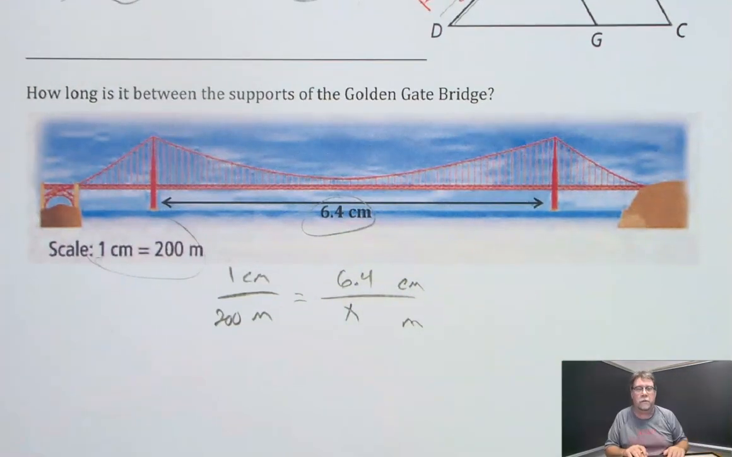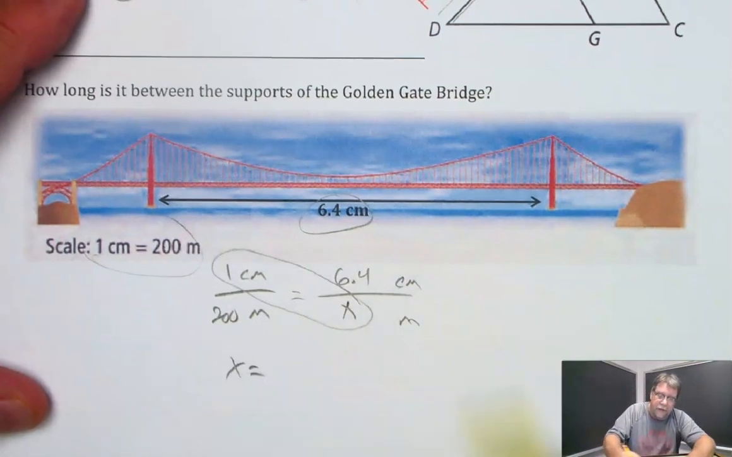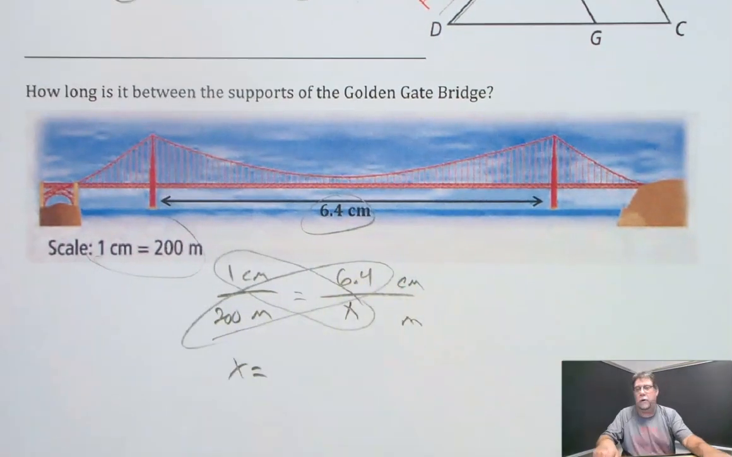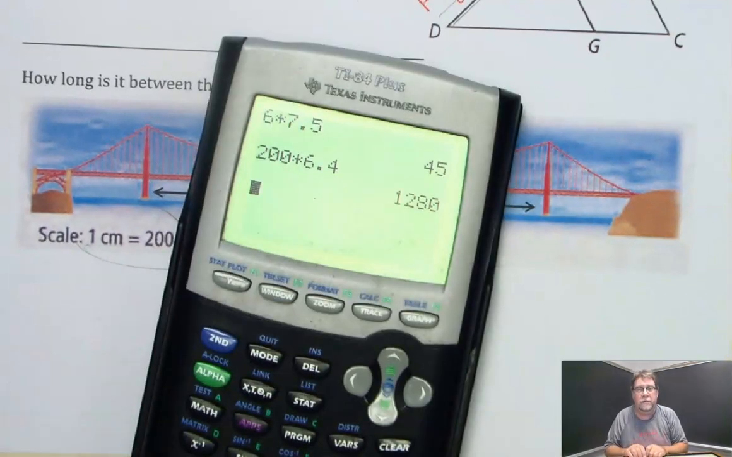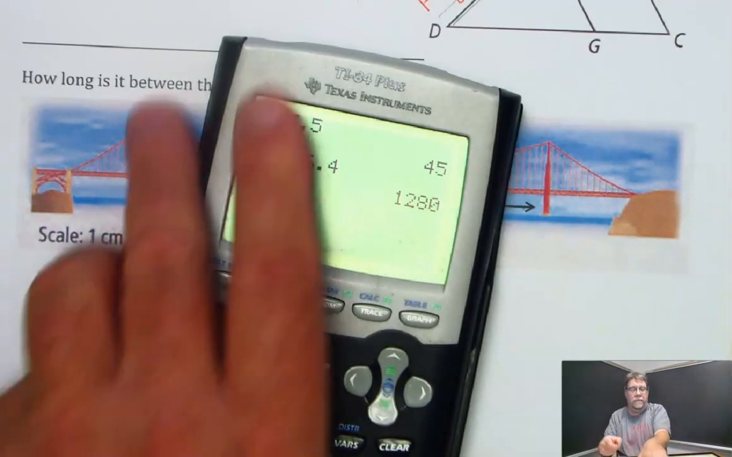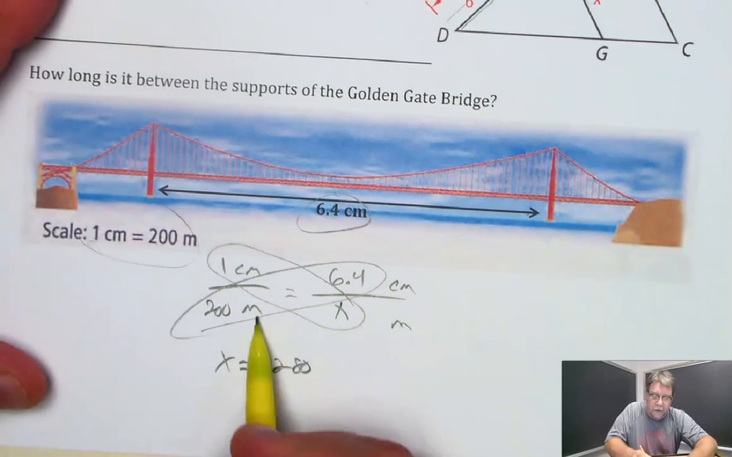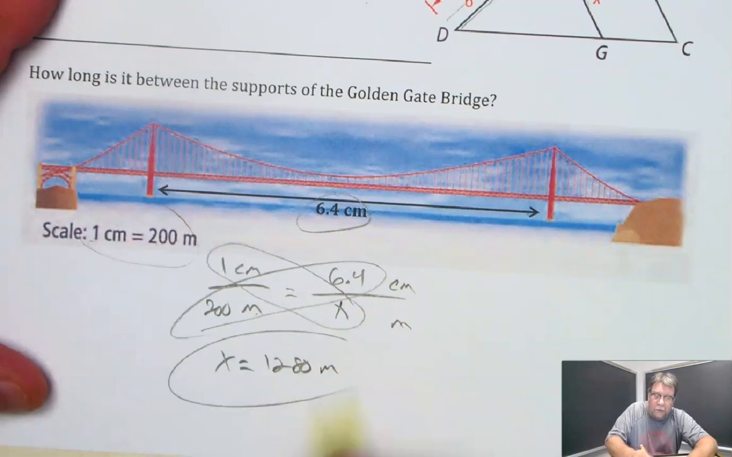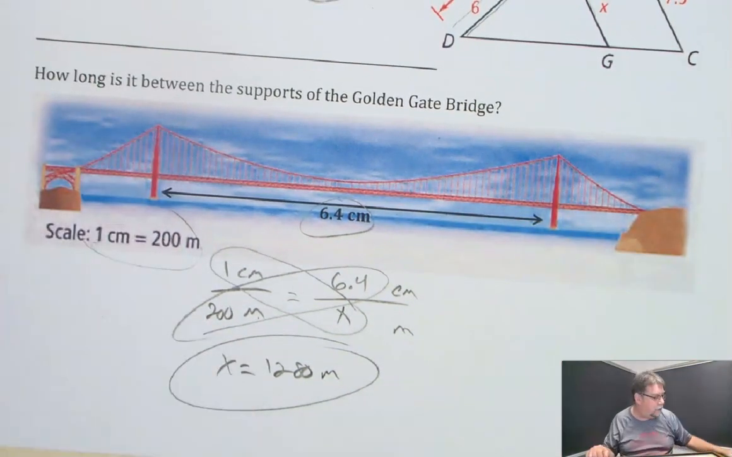So I can cross multiply this. So x times 1 is x, and 200 times 6.4 will be my answer. 200 times 6.4 is, you can't see it, 1280. So 1,280, and the unit is in meters. So the Golden Gate Bridge between the supports is 1,280 meters.